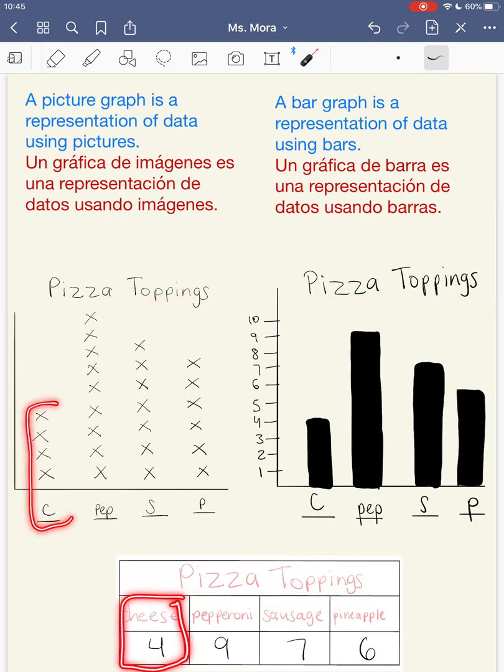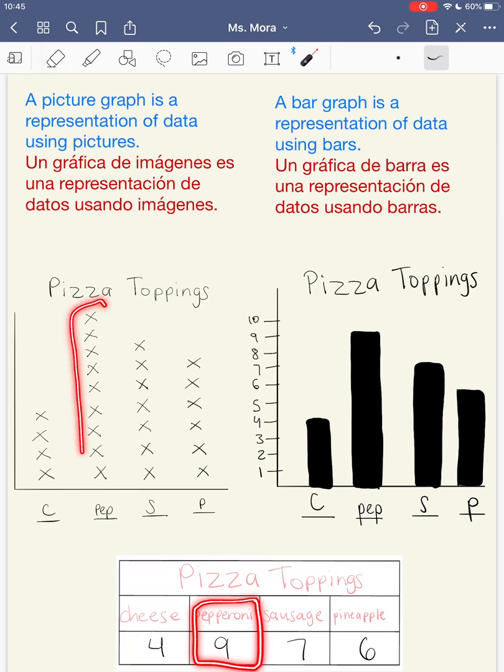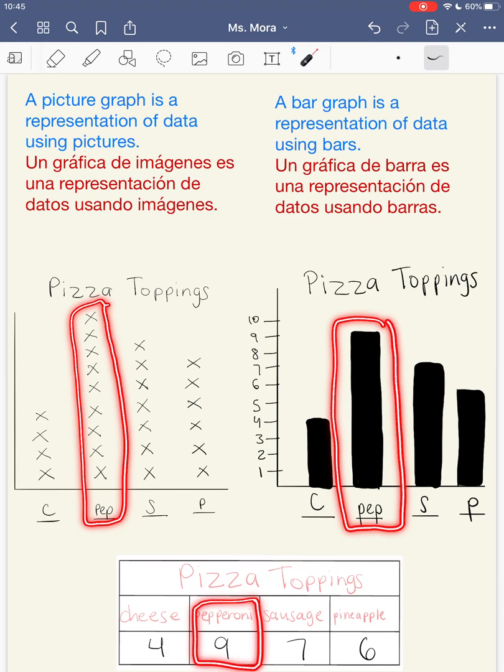This shows that 4 people like cheese. That's what this here is, and here. Okay. 9 people like pepperoni. This is here. 9 people like pepperoni, and 9 people like pepperoni here.